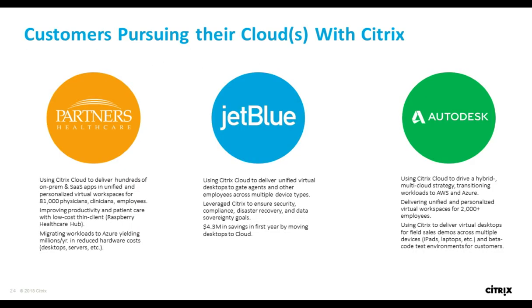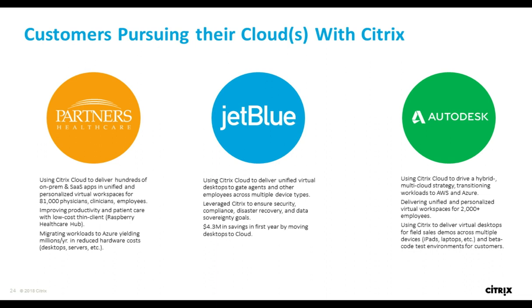And here are some of the customer examples. When we look at some of our customers, Partners Healthcare chose to go on the cloud journey with Citrix, and they're using Citrix Cloud to deliver all their apps and data to hundreds of thousands of people in their locations. When we look at JetBlue, they're using Citrix Cloud to deliver unified virtual desktops to the gate agents and other employees across multiple device types. They're leveraging Citrix to ensure that their security, disaster recovery, and data sovereignty goals are met. And they're seeing huge savings, even during just their first year, by moving their desktops to the cloud.